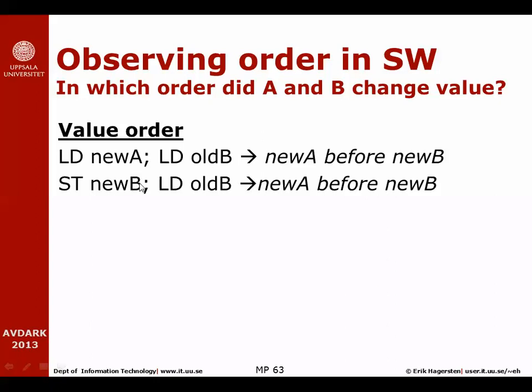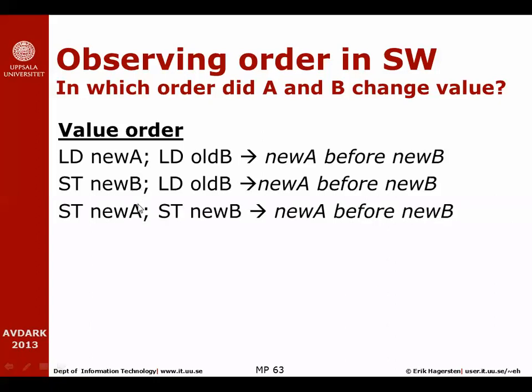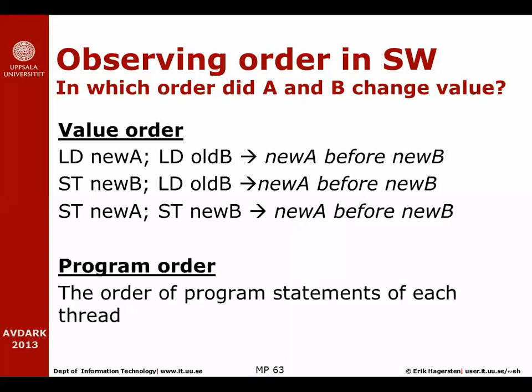So new A is what it says here. And then finally, you can determine order by being the one who makes the changes. So you write new A followed by writing new B, and of course you know new A happened before new B. So this is sort of value change ordering.